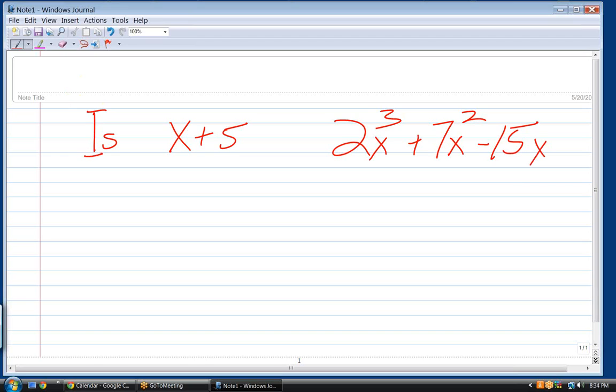Something is a factor of something else if you can divide it evenly. In other words, 3 is not a factor of 7 because I cannot divide 3 into 7. 3 is a factor of 12. Why? Because when I go to divide it, I get a whole number. Same thing with variables. If we can divide this into that and not get any remainder, then it's a factor. So let's just do long division on it.